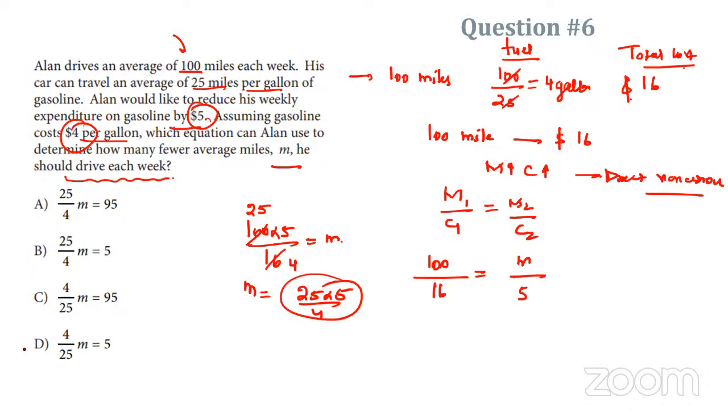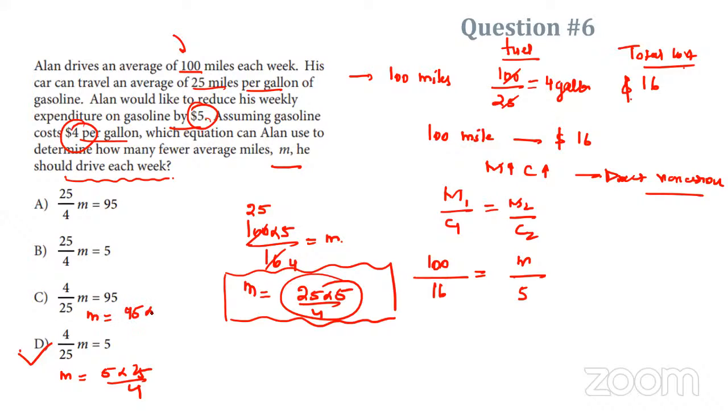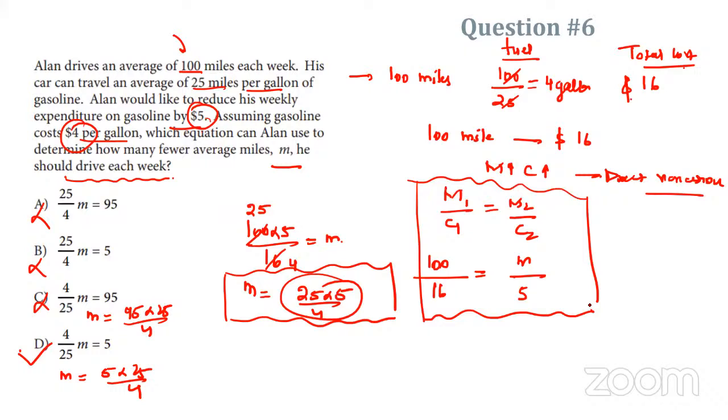Now just look at the answer choices. If you look at option D, you find the value of M is nothing but 5 into 25 divided by 4, which is exactly the same thing you got using the concept of variation. So this has to be your answer. Because option C will give you M is equal to 95 into 25 by 4. But as per our working, M has to be 5 into 25 by 4. So C, B, and A is not the answer. D is the answer. We have just done this question in this short time frame using the concept of variation.